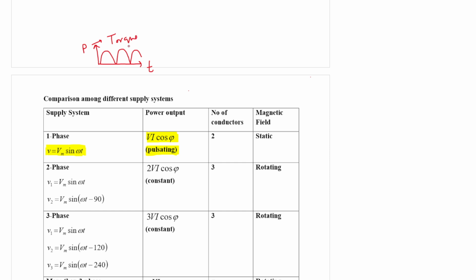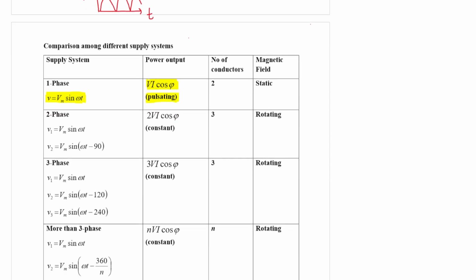From power, the torque developed will also be pulsating. So that is the problem in actual operation. So that is the power output, V I cos phi. Secondly, we require number of conductors too.